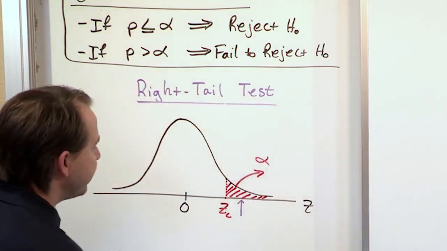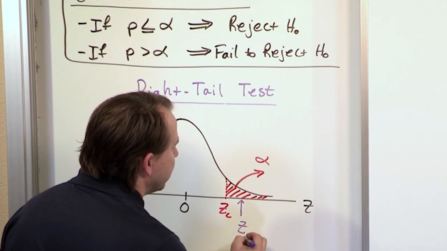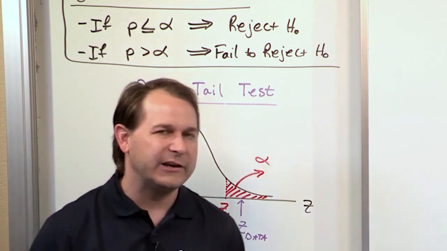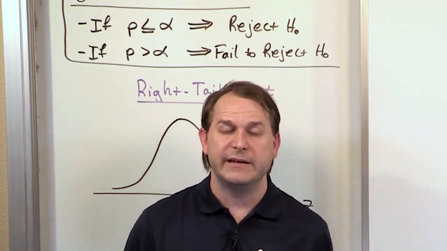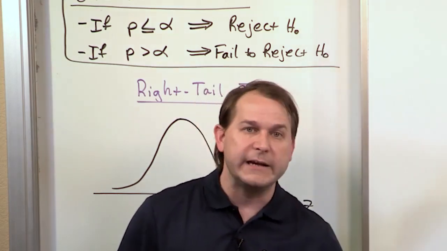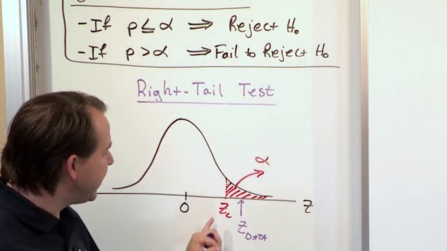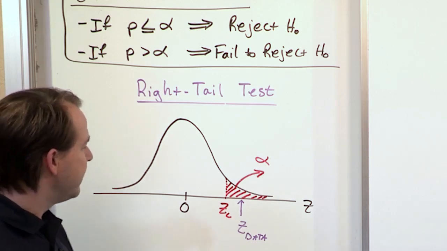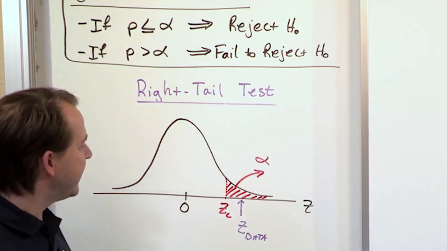But this is also the value of z that's representative of our sample data. We just talked about in the last section that the p-value is the probability of getting a data point more extreme than the data that you collected. This value of z represents our data. This other value of z is just the threshold we have to cross to pass or fail the test. But this value of z is in the rejection region, and it represents the data that we have.